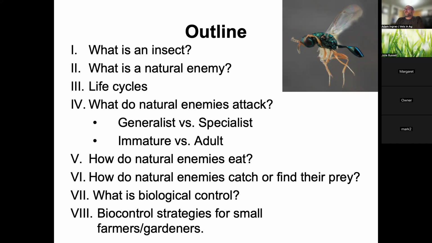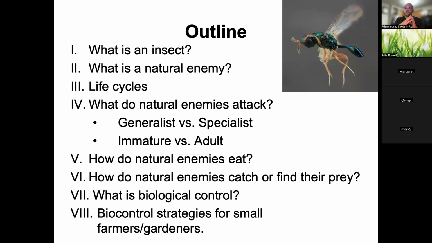We'll talk about how they actually catch and find their prey, and the difference between catching prey and finding prey. And then we'll get into the idea of what biological control is as an activity. Biological controls are the organisms that we use in biological control programs, but overall, there are strategies that we use to incorporate these organisms into our own landscapes.